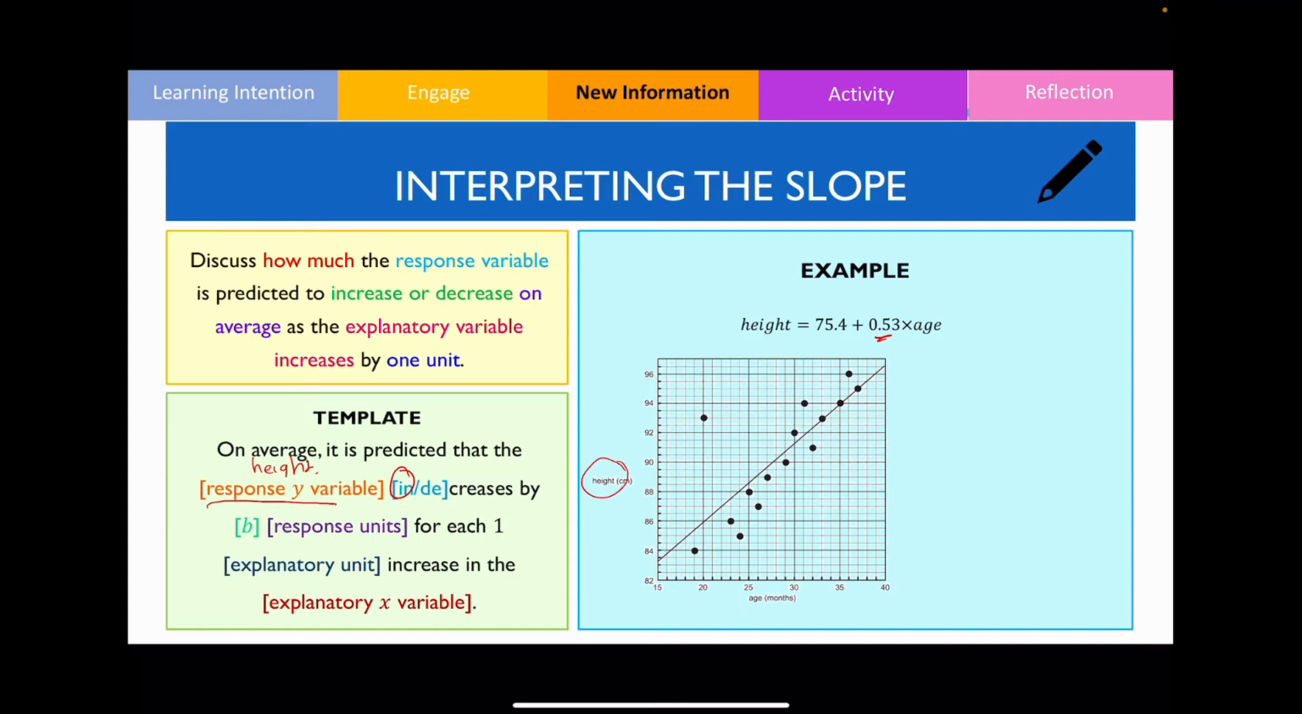In this case over here, it's going to increase by 0.53, and now I need to add in the units for my response variable. So in this case, that's going to be centimeters. So it's going to increase by 0.53 centimeters for each 1 month, because that's going to be the unit for my explanatory variable, the age. So therefore, if I was to piece everything together, then this is what my response should look like. It should read, on average, it is predicted that height increases by 0.53 centimeters for each month increase in age.